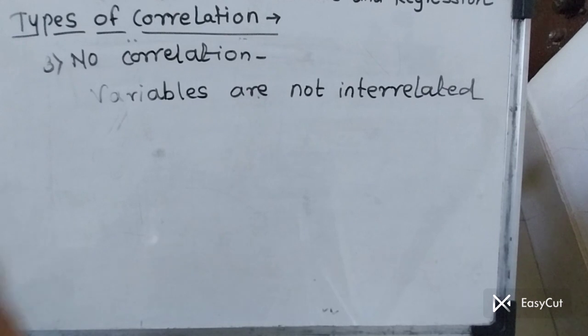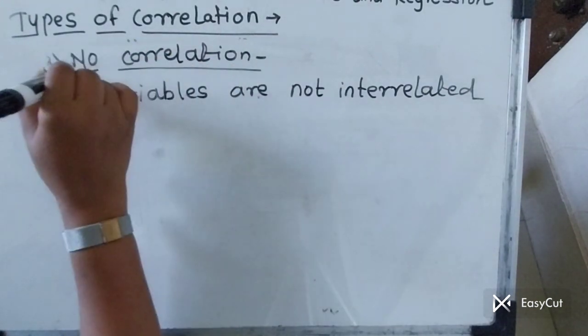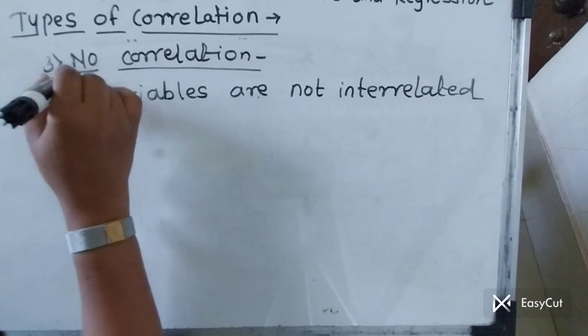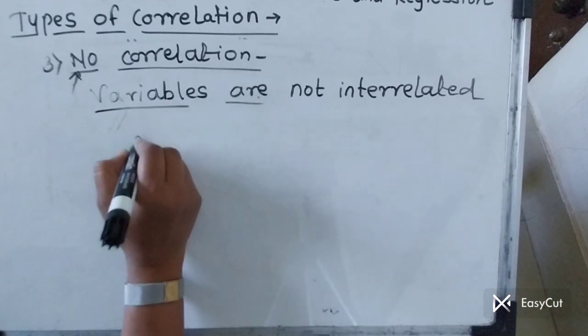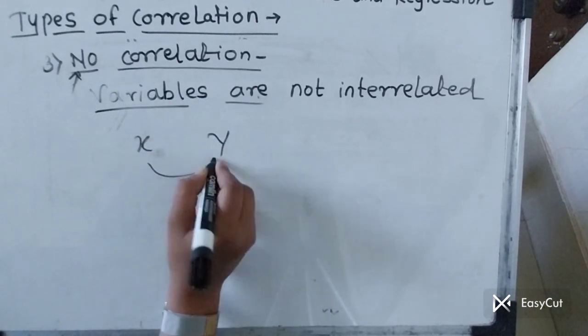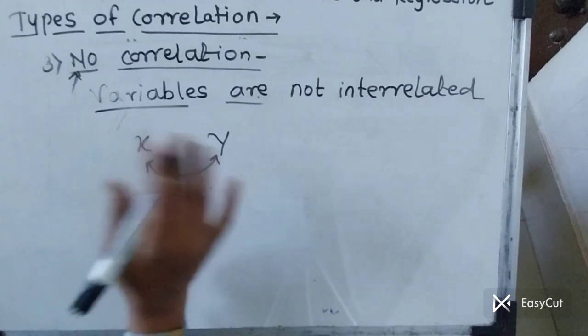And the next is no correlation. Simple. No correlation, the word no suggests the meaning. What is the definition? Variables are not interrelated. X and Y variables are not interrelated. There is no relation between them. So we call it no correlation.